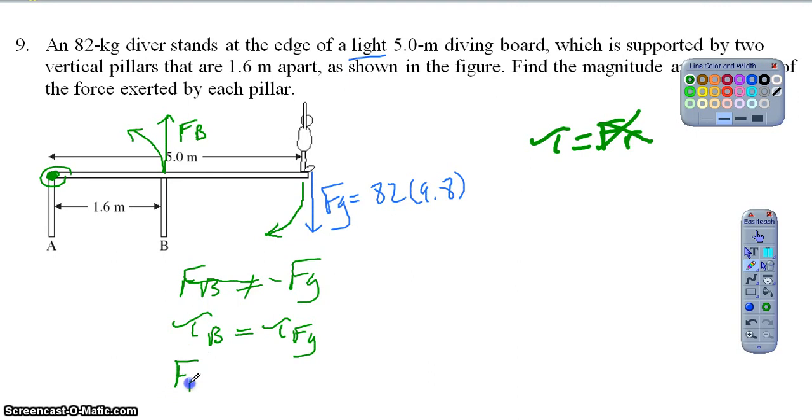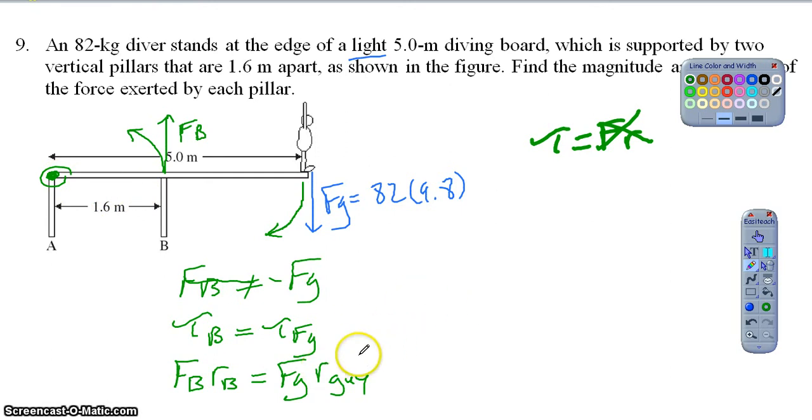So the force of pillar B times the radius that it is from the axis of rotation would need to equal the force of gravity of the guy times the radius that he is, so I'll call it radius of the guy, from the axis of rotation. Again, the biggest thing with the radius is we need to make sure we realize it's the distance from the axis that we chose to rotate it around.